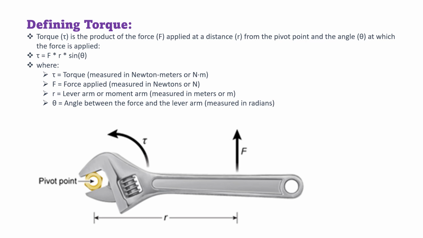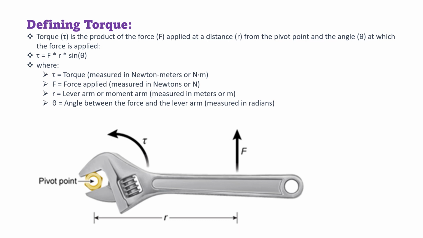As I told you earlier, tau is the torque, measured in Newton meters. Since torque is a physical quantity, it has to have a unit. The unit is Newton meters. The applied force is measured in newtons, the SI unit of force. And r, sometimes we call the lever arm or the moment arm, is usually measured in meters. Theta is the angle between the force and the lever arm, usually measured in radians, right?